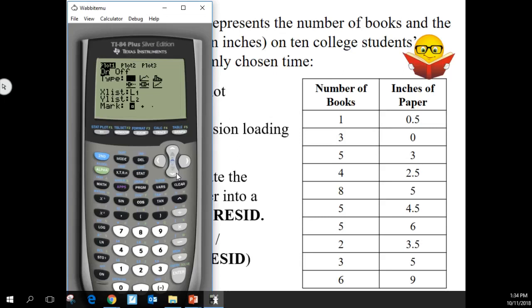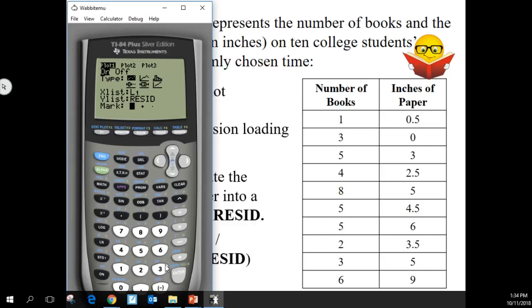And we have L1. We want to keep that L1. I want to change this to residuals. And it says a special list. So you look here, the words in blue, right above stat, say list. So second, stat. And here's our resid list down here at 7. That's all 7. Now I hit enter one time to save that information.